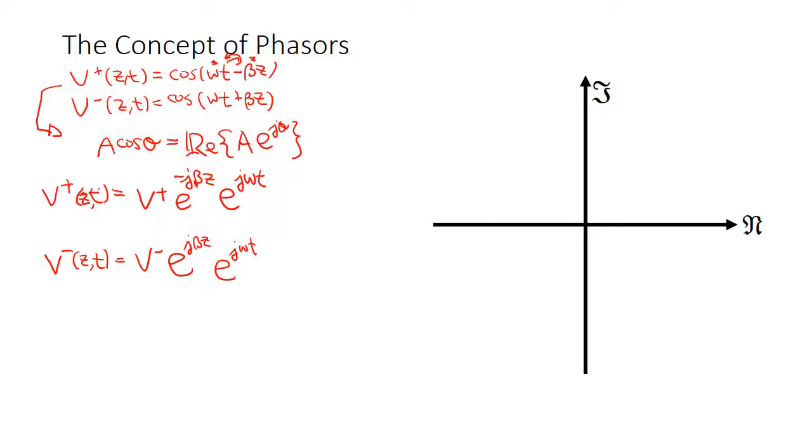Now the reason that I separated it out is let's focus on what this looks like at t equals 0. So let's set t equals 0, which means that this is going to be equal to 1, and we're just left with this term here. So what does this look like on the real and complex plane? Well, it is a vector, and the vector length is going to be v plus. It's going to be at an angle of negative beta z.